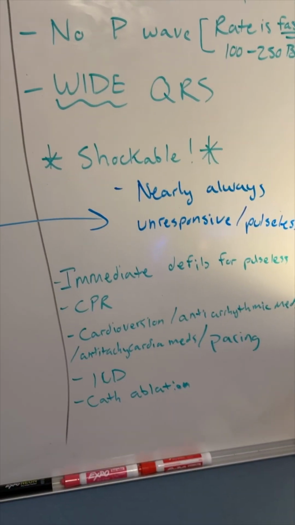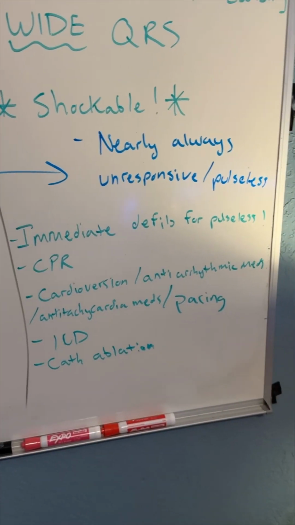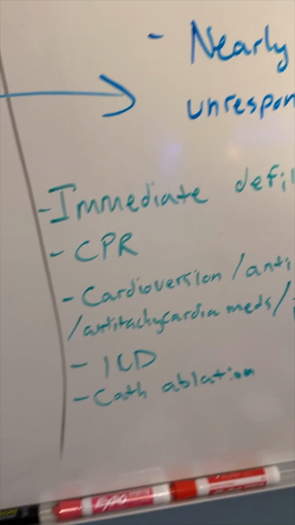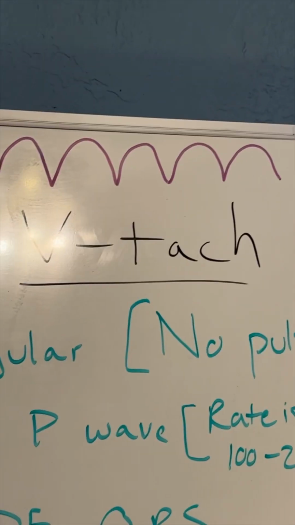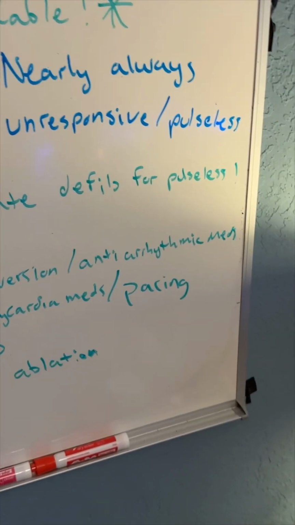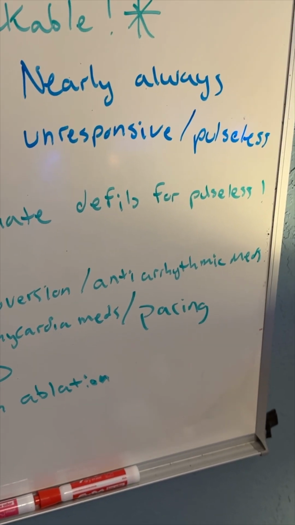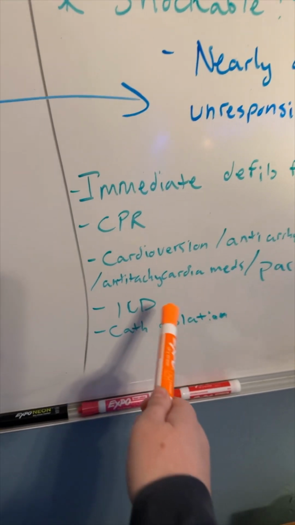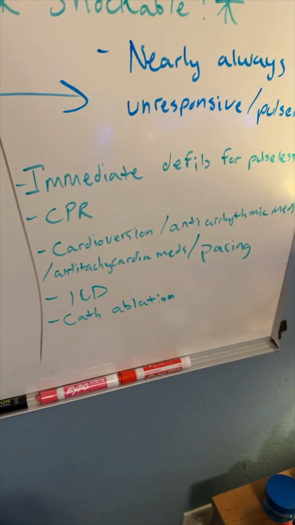But they're almost always going to be unresponsive and pulseless, so guess what you get to do? We're going to defibrillate, we're going to do CPR. We're going to manage it with cardioversion and antiarrhythmics, medications. We might do anti-tachycardia meds. Just remember that, because tachycardia. You get it. And something called pacing, which I actually had a patient recently who was V-paced. Very interesting. And he sure had a steady heartbeat. We could also see ICD being used here, or a cath ablation.